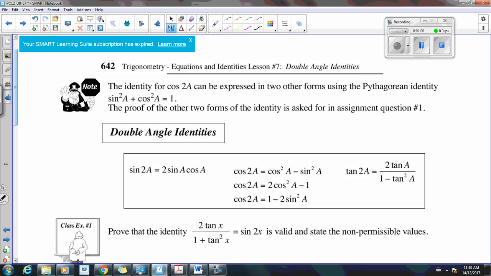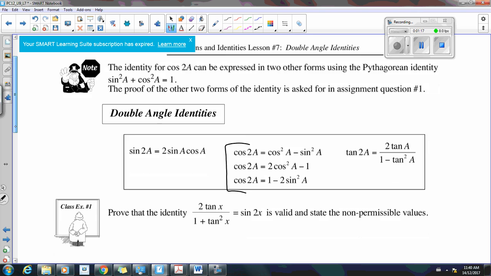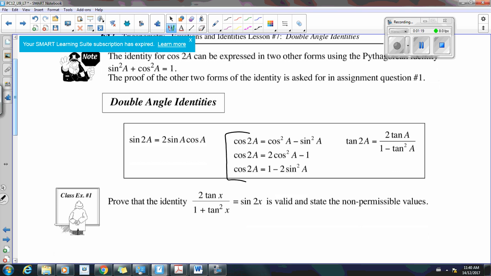Okay, we're going to skip the investigation there. At the top of the page here, it explains why on your formula sheet there are 3 for cosine. The identity for cos 2A can be expressed in 2 other forms using the Pythagorean identity sine squared A plus cos squared A equals 1. For proof of the other 2 forms of the identity, we just looked at before, we know cos squared is 1 minus sine squared, and sine squared is 1 minus cos squared. So they just do a simple substitution to get from this form to the other 2, but they are all on your formula sheet.